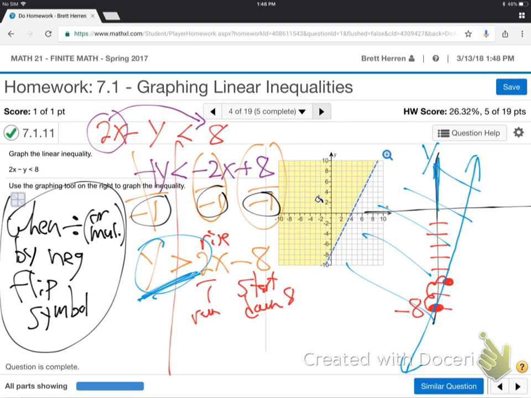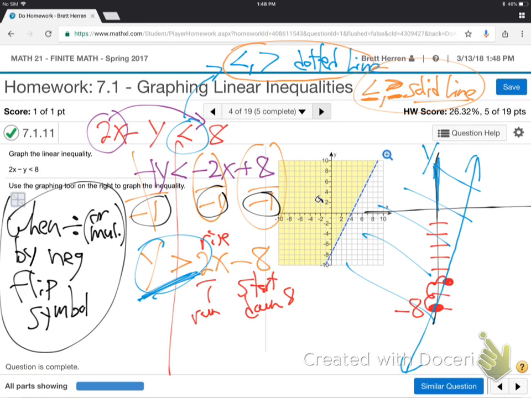Oh, actually, there's a dotted line. I don't know if you notice, there's a dotted line. Why is there a dotted line? Do you remember that if you don't have the equals? There's no equals, so if it's that or that, then it's a dotted line. If you have the bar, greater than or equal, less than or equal, either way, if you have the equals on the bottom, that's a solid line. Whereas if you don't have the equals on the bottom, that's a dotted.